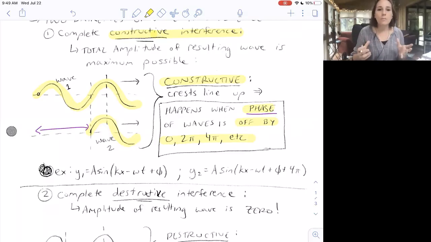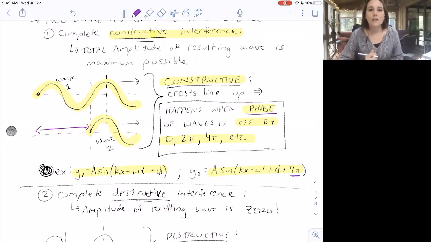So for example, down here, we would have a starting wave, and then a wave that, if superimposed, would constructively interfere because of the addition of a 4 pi to its phase. So that makes sense, right? We're going to have two sine waves, and they're going to get the largest amplitude possible if they match up, if they're in phase, as we call it.